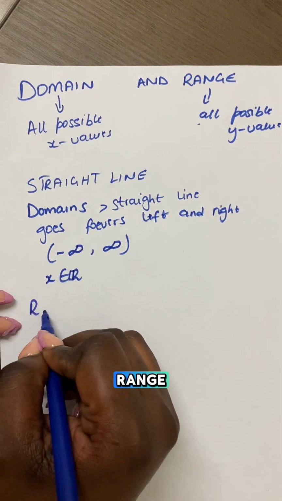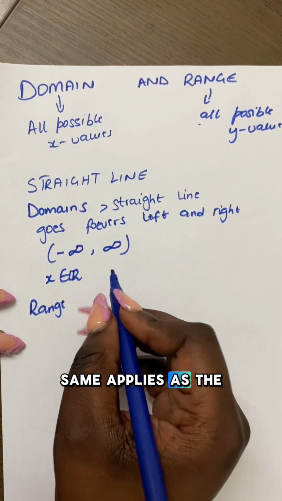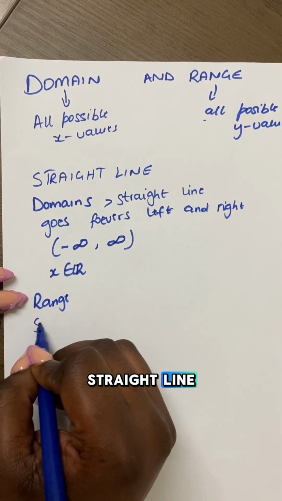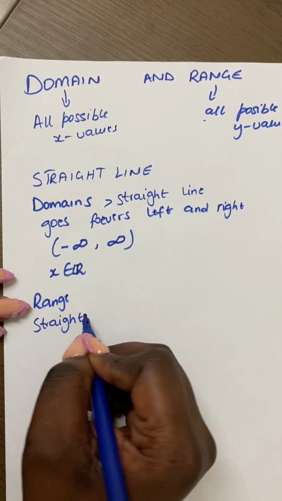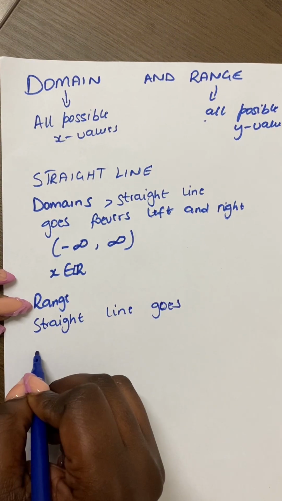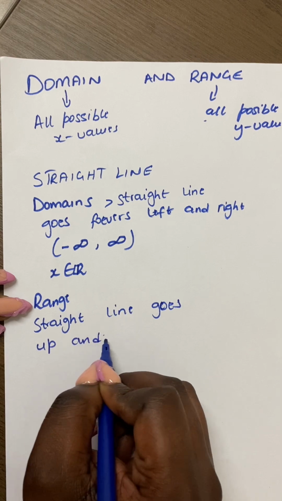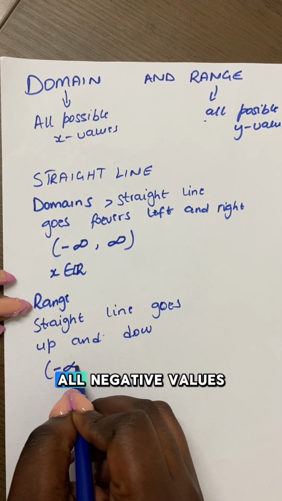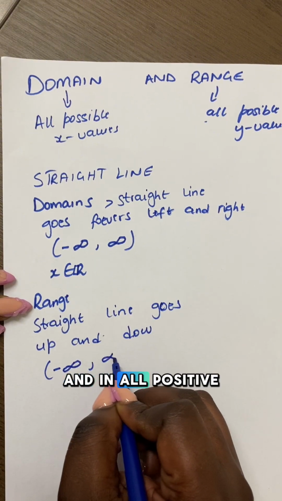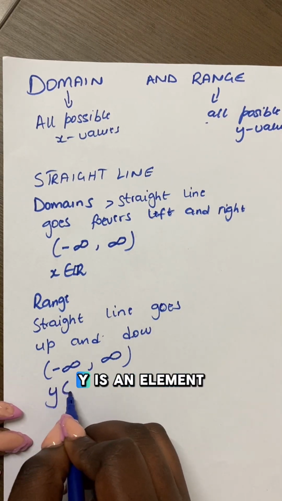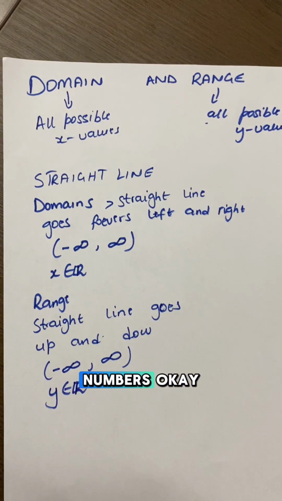The same applies to the range. Range means that a straight line goes up and down. A graph exists in all negative values and in all positive values. You can write it like this: y is an element of real numbers.